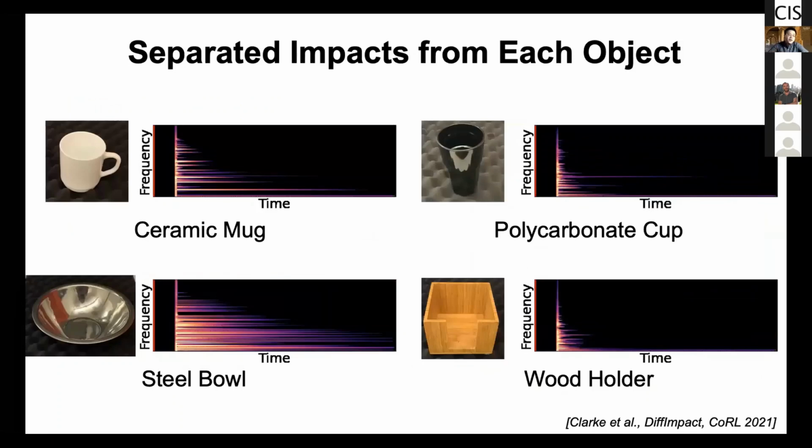And along the way of synthesizing the sounds of the impacts, Deep Impact has fit an acoustic model for each object. And here I'm just going to show the separate impacts for each object. Here's a ceramic mug, the polycarbonate cup, the steel bowl, and the wood holder. As you can tell, it pretty accurately captures the different sound characteristics of these objects of different material types.